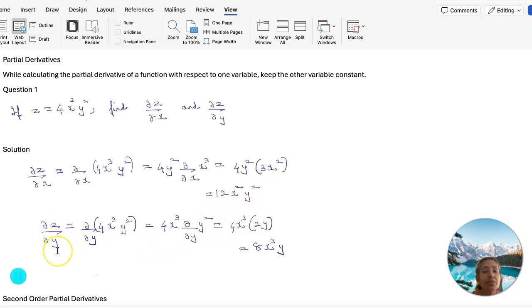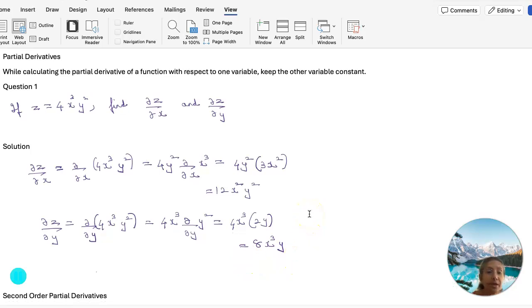Again, the partial derivative of z with respect to y, del z by del y, will be the partial derivative with respect to y of 4x cubed y squared, keeping x constant. So that will be 4x cubed into 2y, that is 8x cubed y.